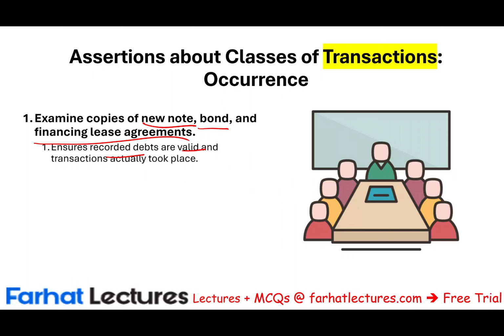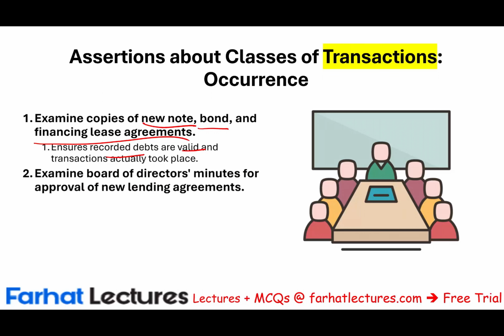This is what we'll do, whatever it is, to ensure recorded debts are valid and the transaction actually took place. Now, no one will usually add that. So occurrence is not a big issue for debt. Think about it. No company will record something that did not really occur, did not really happen. Nevertheless, we want to make sure it's recorded for the proper amount.